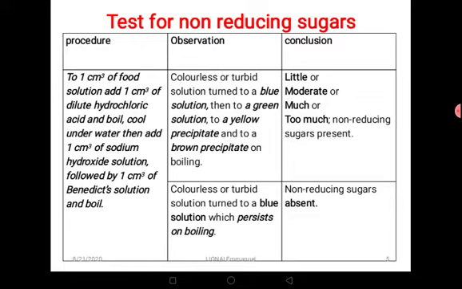It is not accurate. And then colorless or turbid solution turned to blue solution, which persists on boiling, meaning the reducing sugars are absent. Or you can perfectly say that non-reducing sugars not hydrolyzed to reducing sugars. Non-reducing sugars not hydrolyzed to reducing what? Sugars. So that is how you would test for non-reducing sugars.